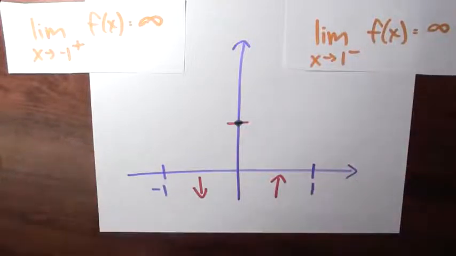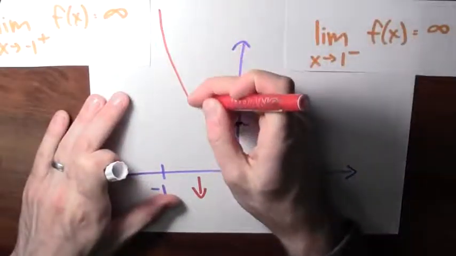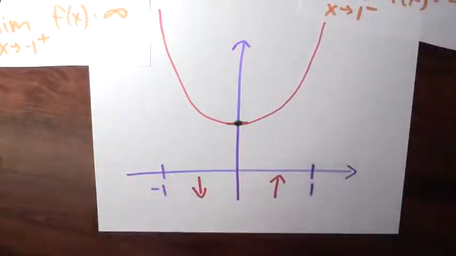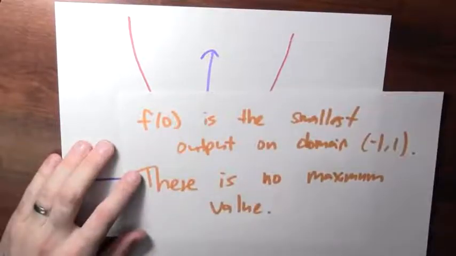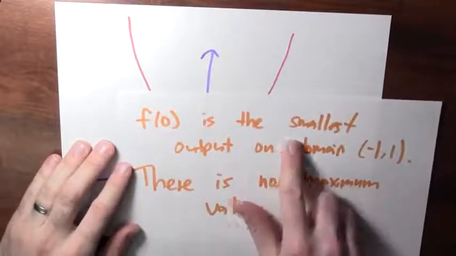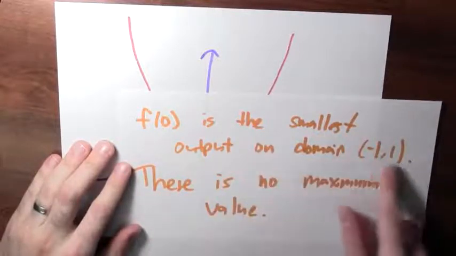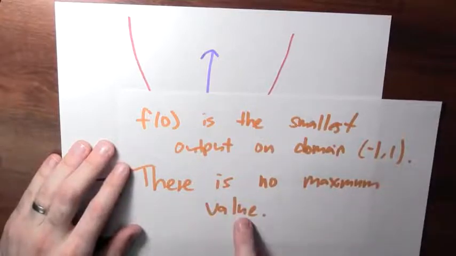So if I imagined trying to draw a graph of this function, it would be coming down like this, flattening out, and then it would be getting very, very large again. Let's summarize the situation. This graph will help us to summarize the situation. What do I know? I know that f of 0 is the smallest output. It's the minimum value that the function achieves on the domain, the open interval -1 to 1. And there's no maximum value.